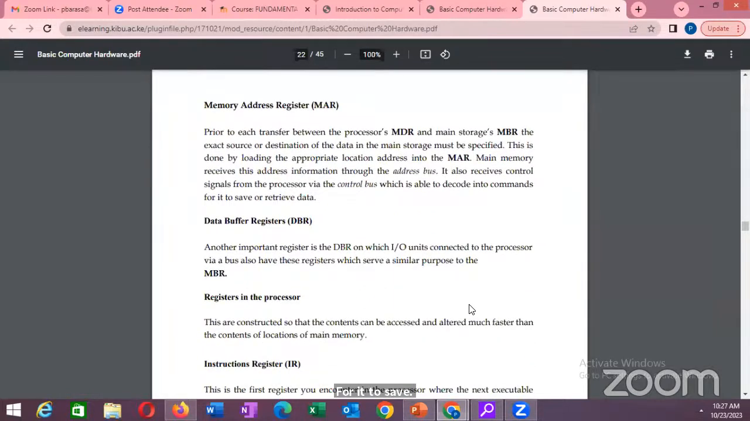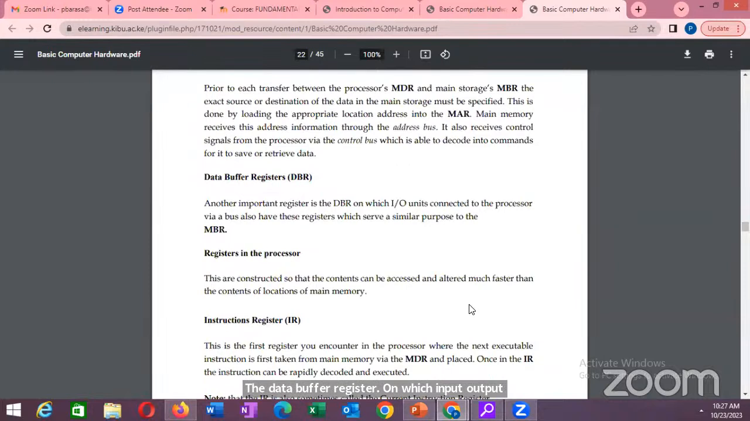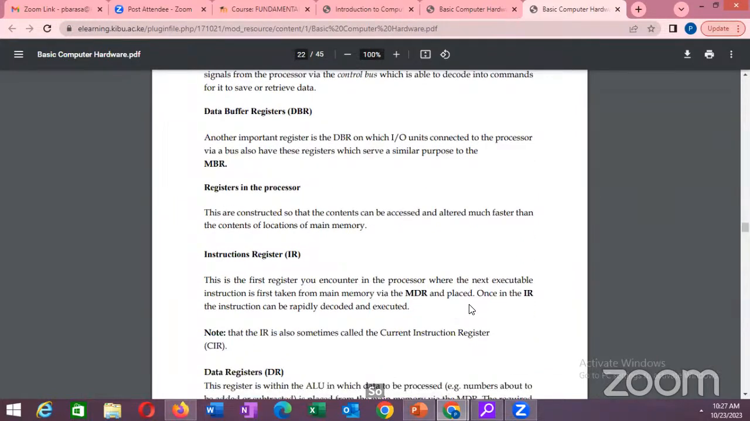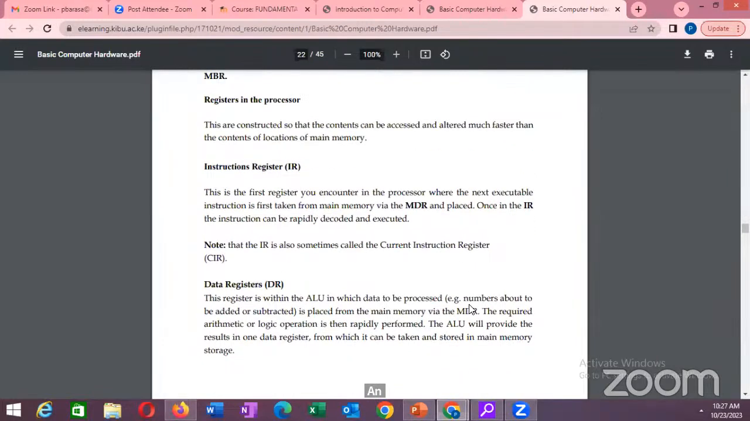So we have the data buffer register, another important register, on which input-output units connected to the processor via bus also have these registers, which serve a similar purpose to the MBR, the memory buffer register. Then the registers in the processor are constructed so that contents can be accessed and altered much faster than the contents of locations of main memory.